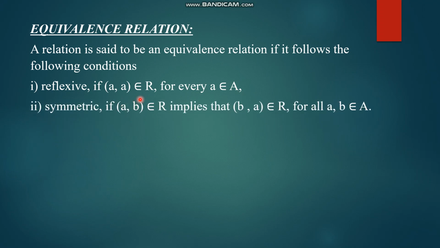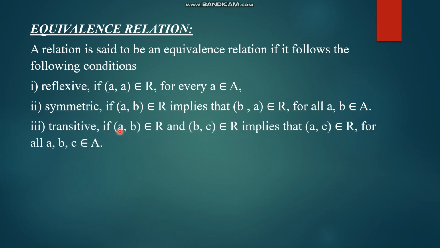Symmetric means if (a, b) belongs to R, then the reverse of it, which is (b, a), also should belong to R. And the third condition is called transitivity: if the ordered pair (a, b) belongs to R, and if another ordered pair (b, c) belongs to R, then that should imply (a, c), the first element of the first pair and the last element of the second pair, must be in R. This is called transitivity. If all the three conditions are satisfied, then the relation is called an equivalence relation.